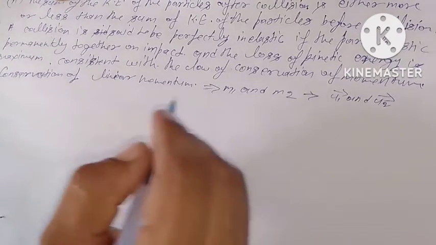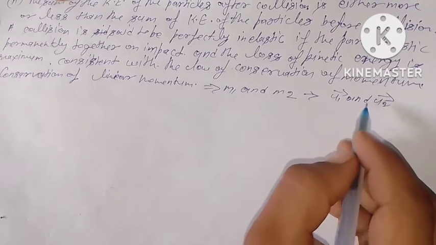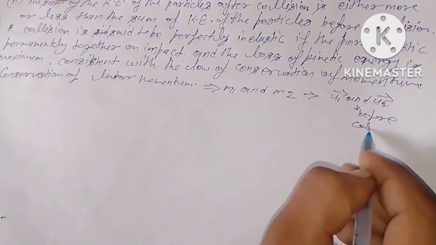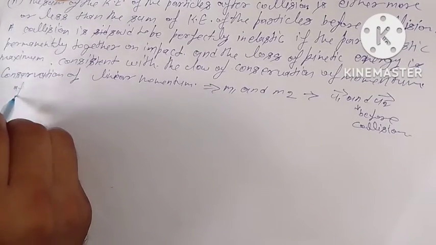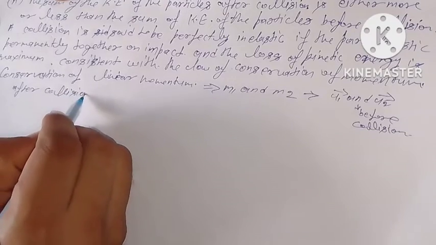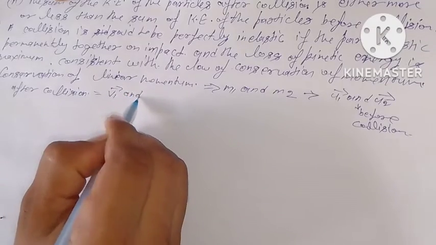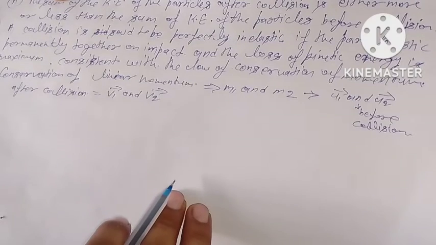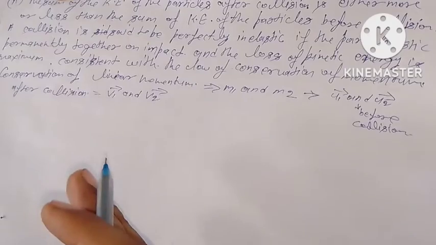Okay, this is before collision, and after collision the velocities are changed into v1 vector and v2 vector respectively.